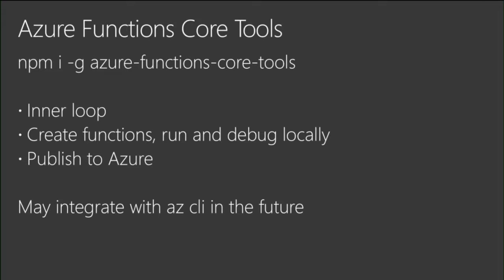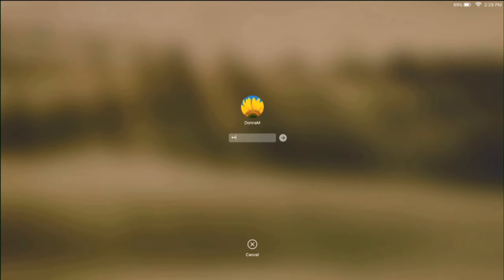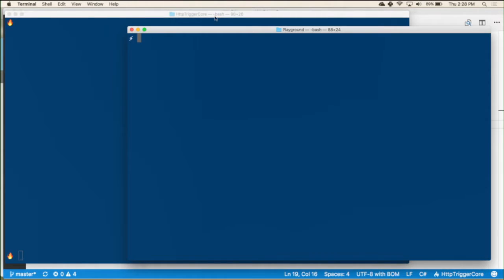And what we've just announced this week is that we've ported the core tools to .NET Core. So that means that you can run these commands on a Mac, and everything works exactly the same as before in terms of the interface with the CLI. That's great. So here I am on my Mac. And first what I'm going to show you is how to create a new functions project. So let's create a new directory.